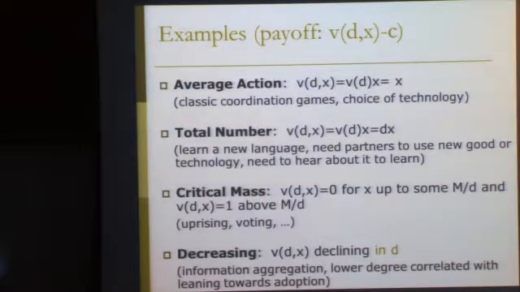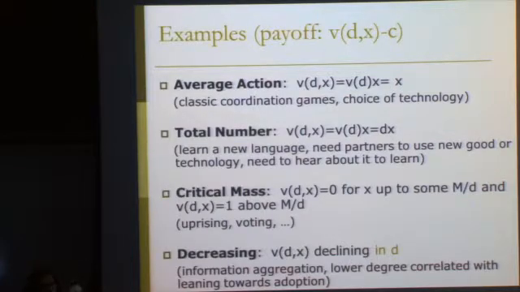Here are some examples of what this sort of setting might capture. You can think about a dependence on average action. This is just like the classical coordination games for those of you who are economists. Or a choice of technology where you really care about the average number of people, for example, who switch to a Mac or switch to LaTeX or whatever. In this case, you might really care about the average number of people in your neighborhood who've switched over or who learned a new language.